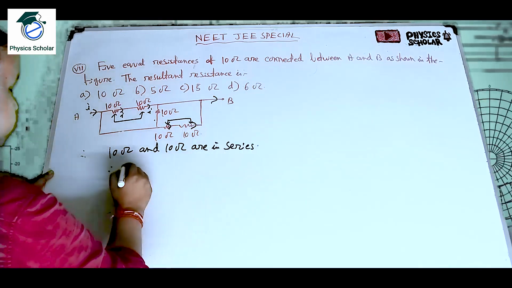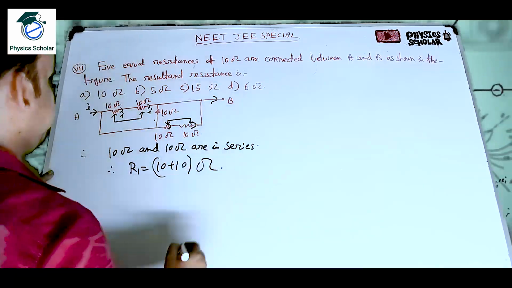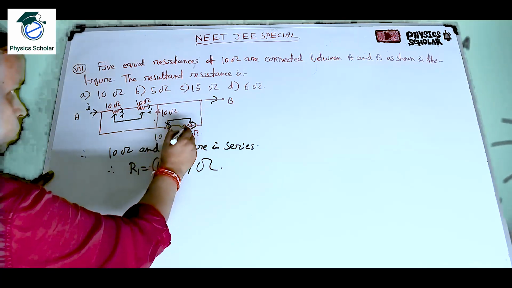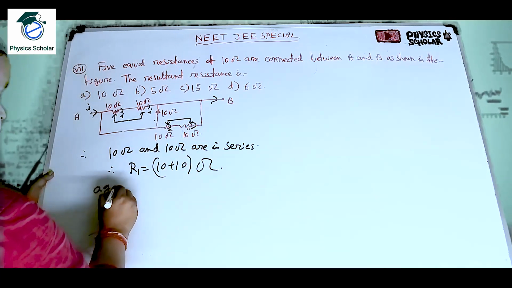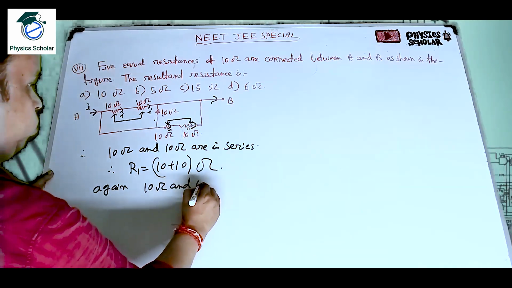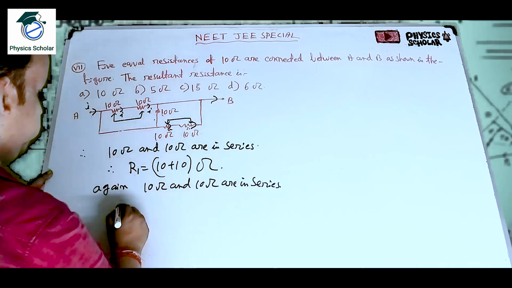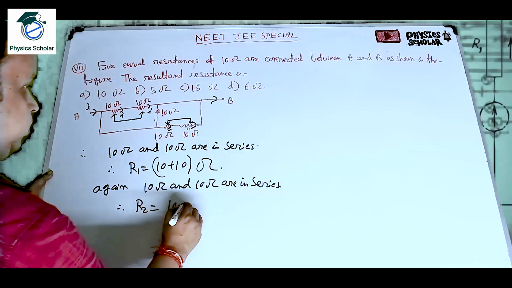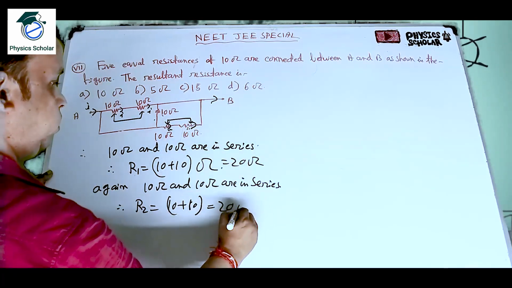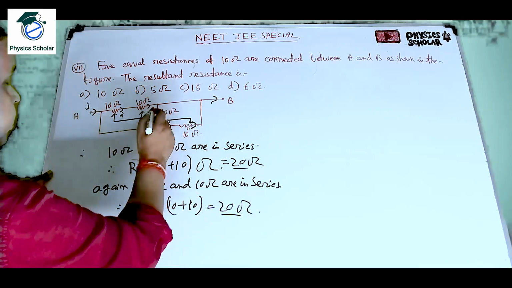Clear? So equivalent resistance R1 is equal to what? 10 plus 10, very easy, 10 plus 10 ohms. Clear? Now these two 10 ohm resistors at the extreme right, again 10 ohms and 10 ohms, are in series. So equivalent resistance R2 is equal to what? 10 plus 10. That means 20 ohms. Clear? Now this 20 and this 10 are in what?